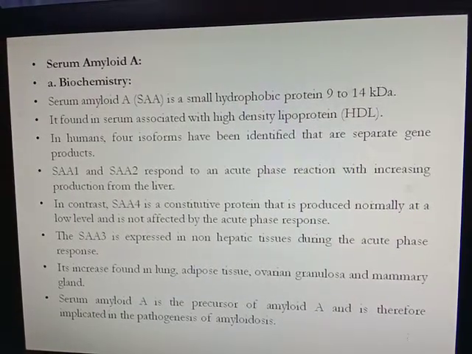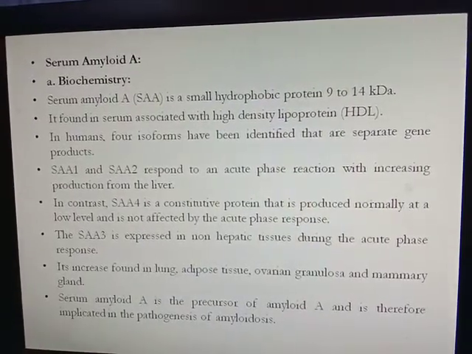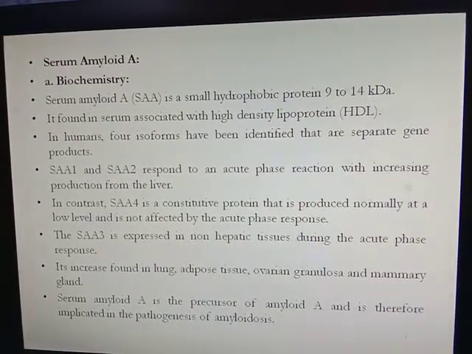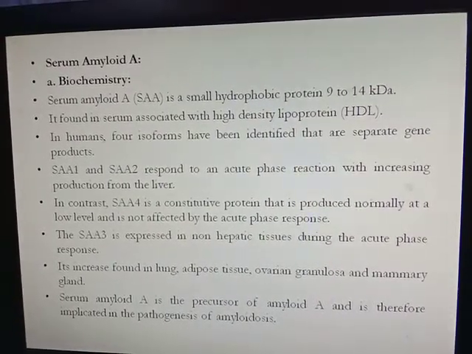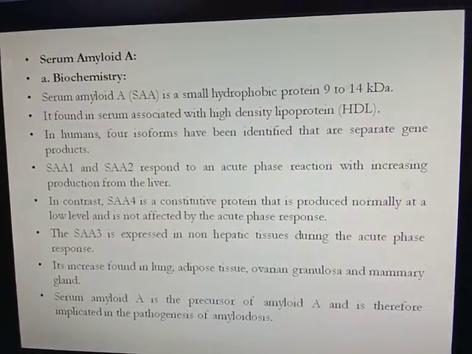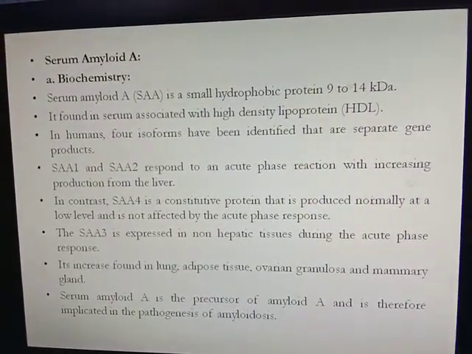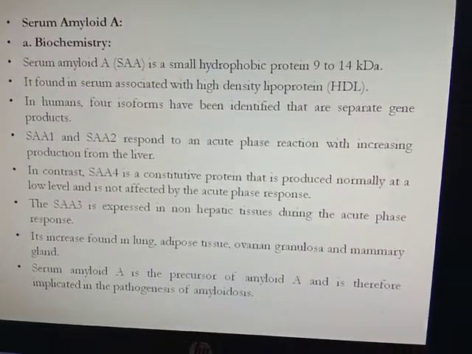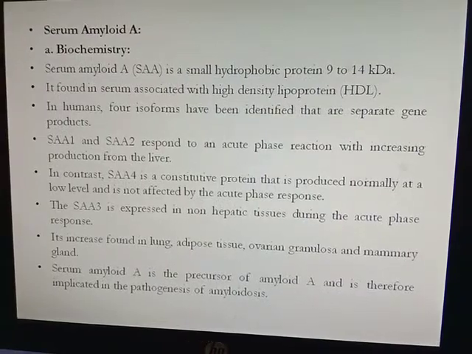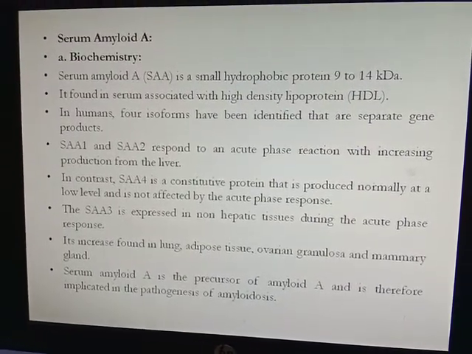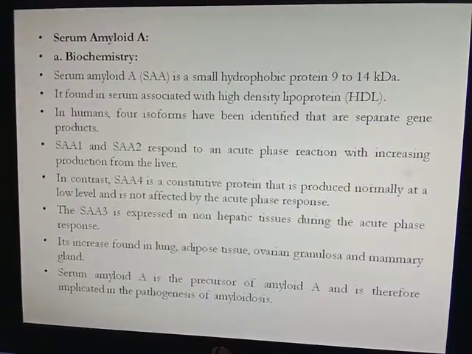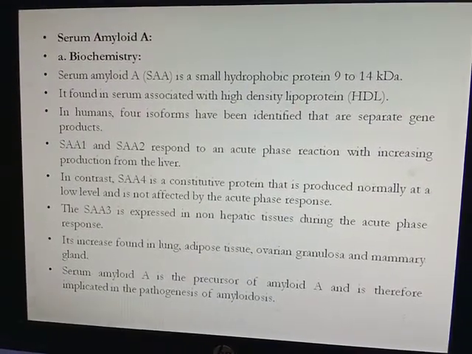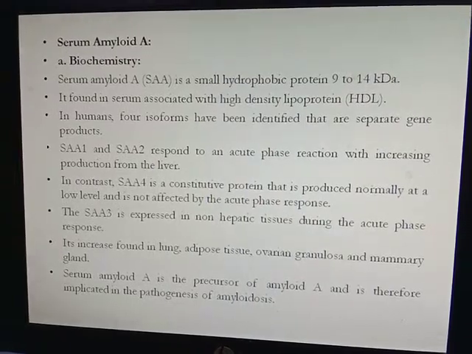Serum amyloid A protein 4 is a constitutive protein and it is not affected by the acute phase response, whereas serum amyloid A3 protein is also an acute phase protein, but it is expressed in non-hepatic tissues. Its increase is found in lung, adipose tissue, ovarian granulosa and mammary gland. Serum amyloid A is the precursor for amyloid A and is therefore implicated in the pathogenesis of amyloidosis.